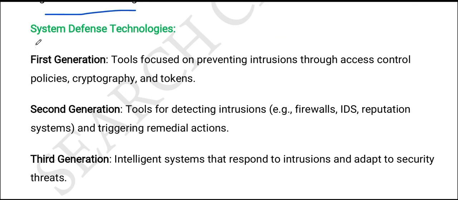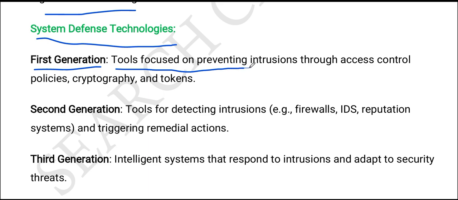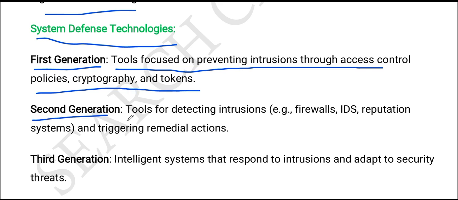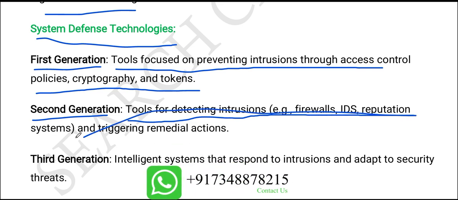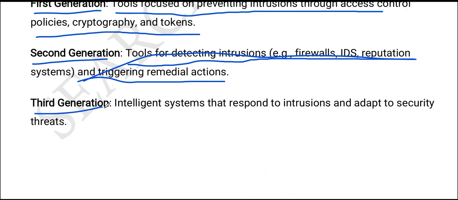Next is system defense technology. First generation tools focused on preventing intrusions through access control policies, cryptography, and tokens. Next, second generation tools are for detecting intrusions. Examples: firewalls, IDS, reputation systems, and triggered remedial actions. Next is the third generation, an intelligent system that responds to intrusions and adapts to security threats.